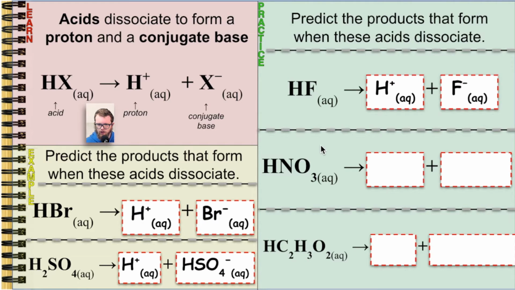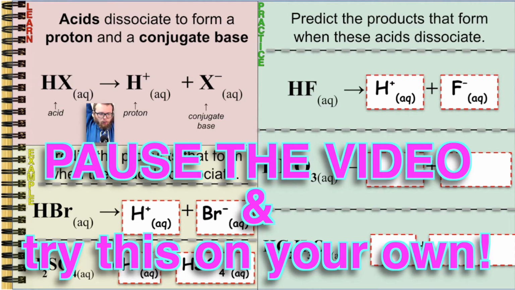So I believe you can do the other two examples for HNO3 and HC2H3O2. For this last one, HC2H3O2, just the front hydrogen is going to fall off. These hydrogens in the middle here will not fall off. They will still be part of the conjugate base. All right. Pause the video now and work on slide 13.